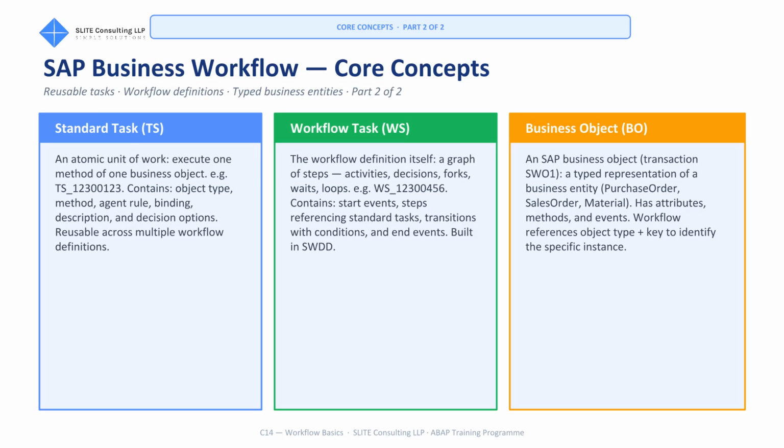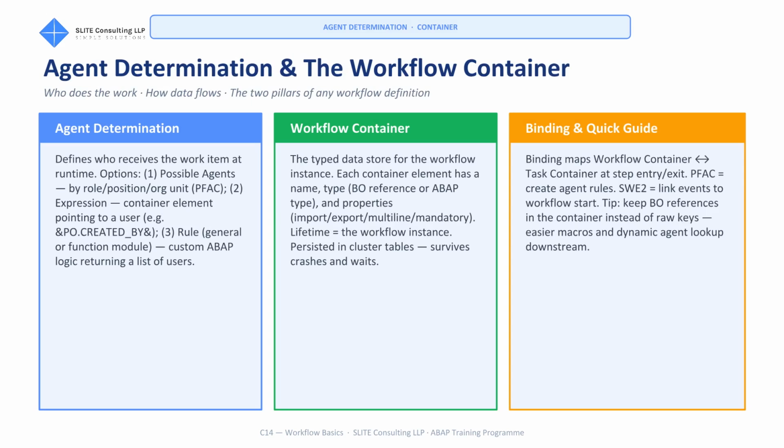A standard task, abbreviated TS, defines one atomic piece of work, one method of one business object. Standard tasks are reusable. Many workflows can reference the same TS. A workflow task, abbreviated WS, is the workflow definition itself, a graph connecting activities, decisions, forks, and waits. Business objects, accessed through transaction SW01, represent SAP business entities like purchase order, sales order, or material, each with attributes, methods, and events.